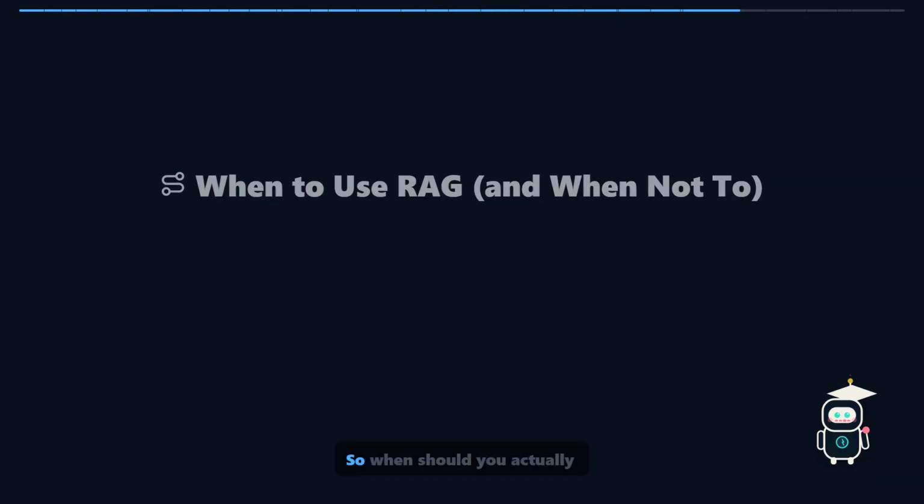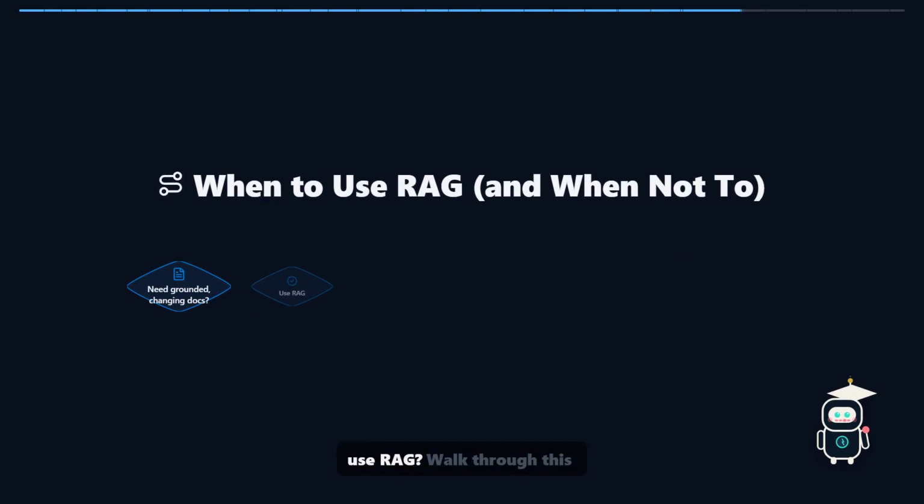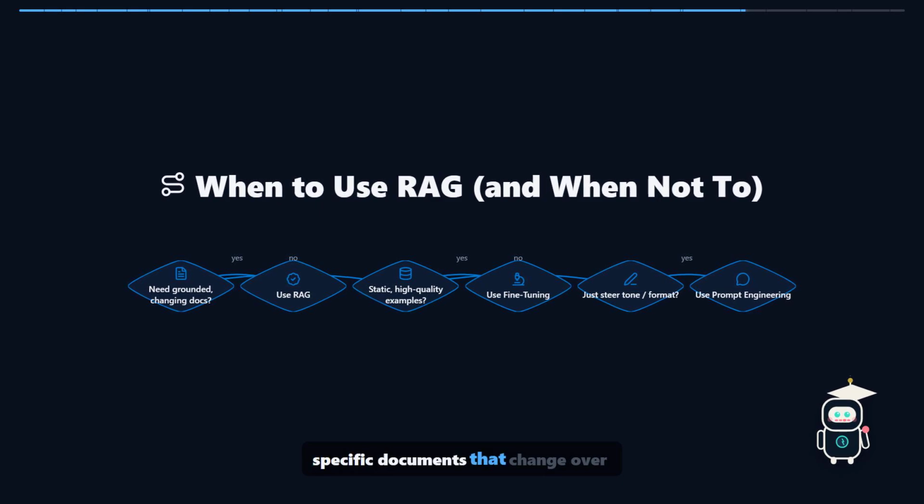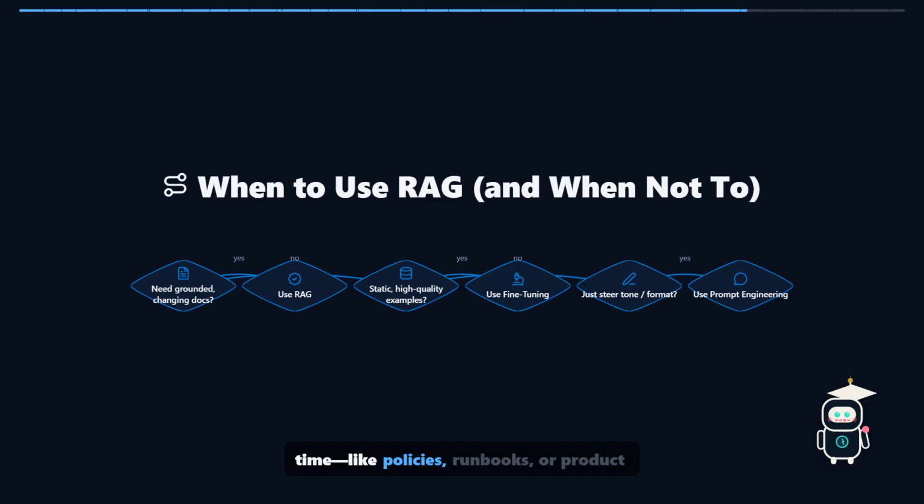So when should you actually use RAG? Walk through this decision tree. If the answers have to be grounded in specific documents that change over time, like policies, runbooks, or product specs, RAG gives you live retrieval with zero retraining.